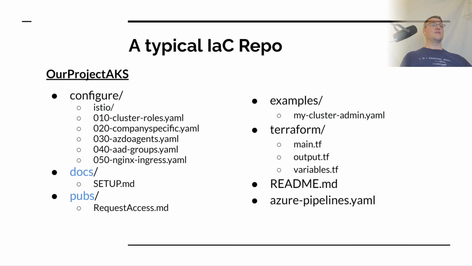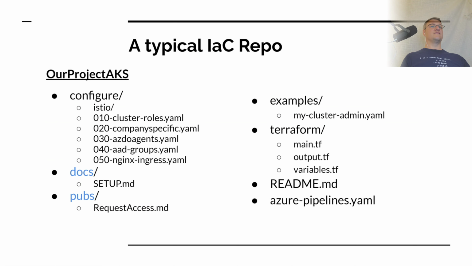So next we go to our typical infrastructure as code repo. We created this pattern for our infrastructure as code. I'm going to talk about the Kubernetes service first. I have similar patterns for storage pipelines and whatnot, but the AKS one is probably the most commonly used.